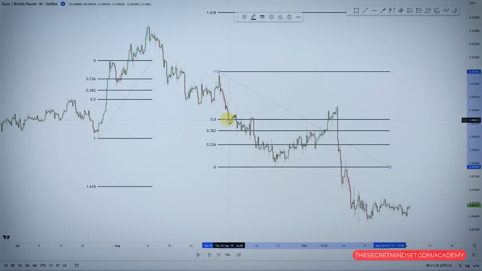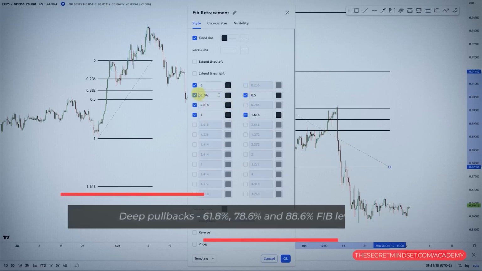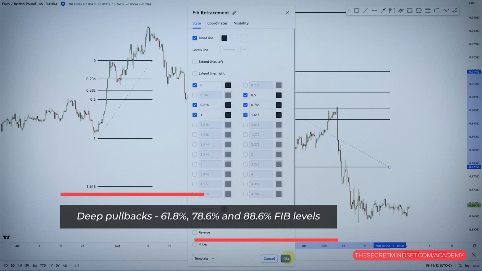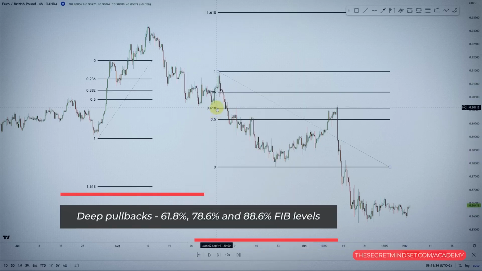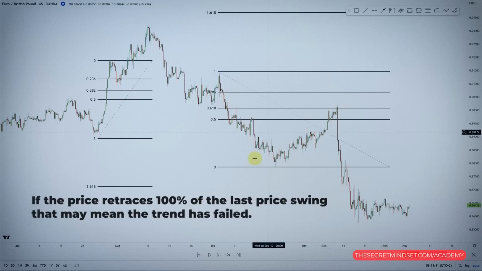On the other hand, price will make a deep pullback when a trend is not yet clearly established. You will see deep pullbacks to the 61, 78, and 88 Fib levels. If the price retraces 100% of the last price wave, that may mean the trend has failed.